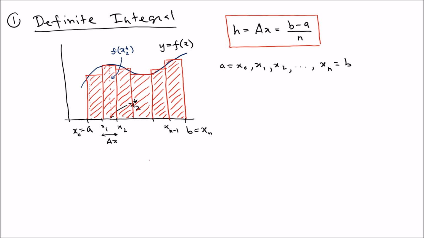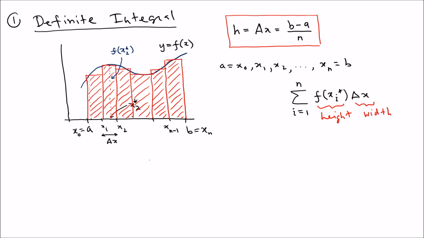So what we're going to do is add all those areas. There are n many parts, so i goes from 1 to n. One area would have the height f of x i star. That's the height of a general one, and the gap is delta x. So that's the height and that's the width.